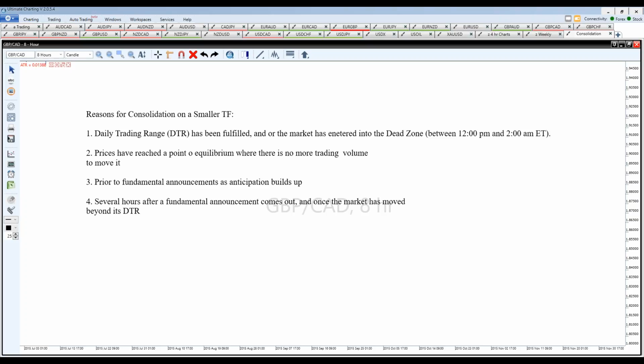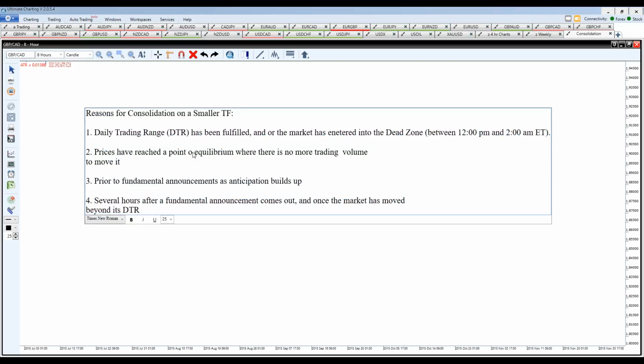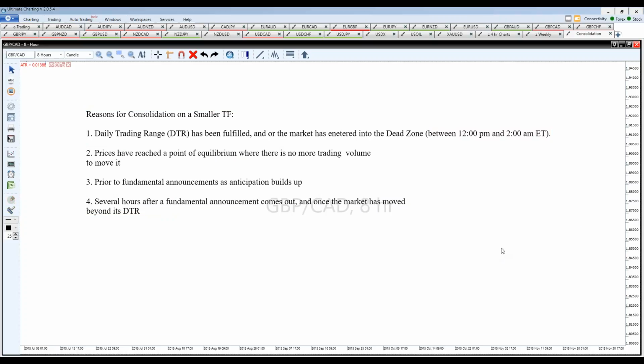Another reason why we will find small consolidation on the smaller time frames is when prices have reached a point of equilibrium, where there is no more trading volume to move it.